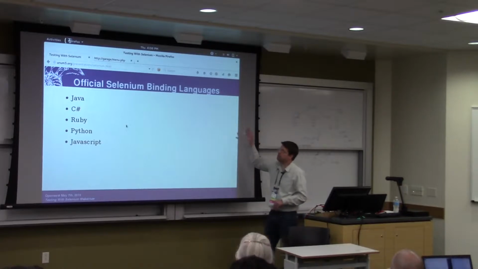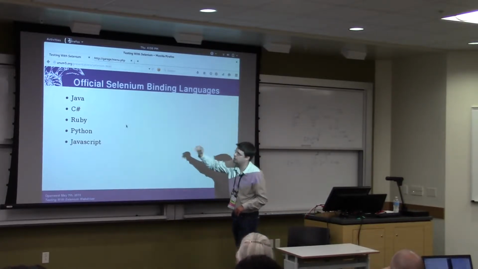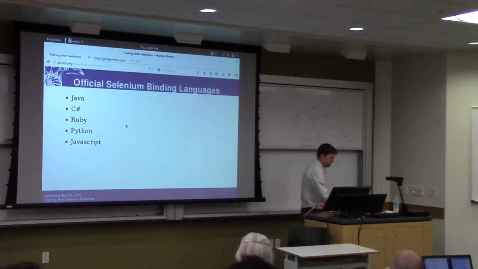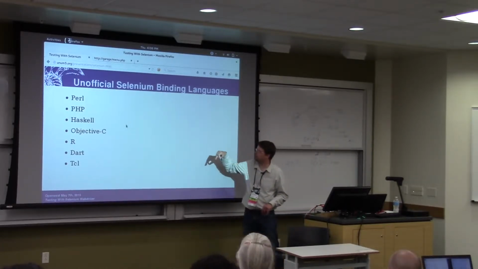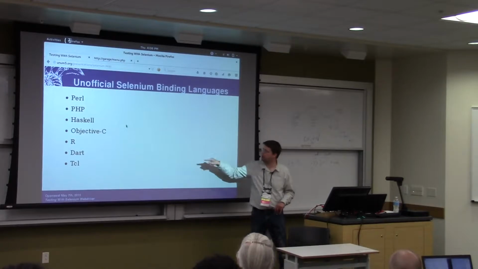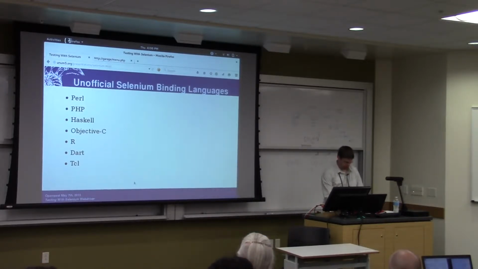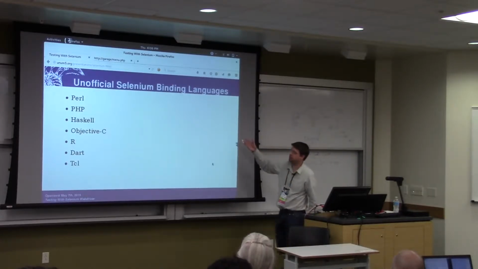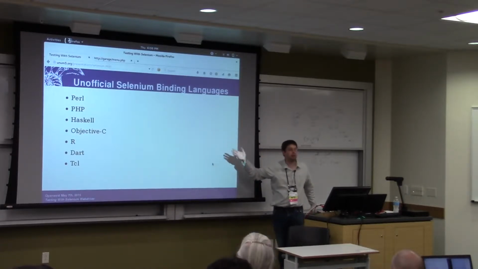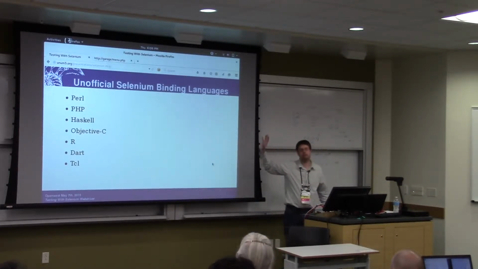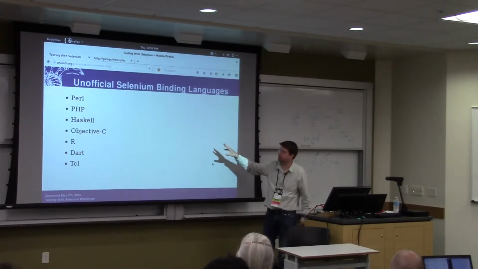The official ones that the project supports are Java, C#, Ruby, Python, and JavaScript. But there are unofficial ones. These are the ones listed on their webpage. There's more than this: Perl, PHP, Haskell, Objective-C, Dart, Tcl. I'm going to go back one because the earlier presentation on Selenium talked about using Scala, which isn't listed here. So chances are your language is supported. This is just what they said on their website is supported.